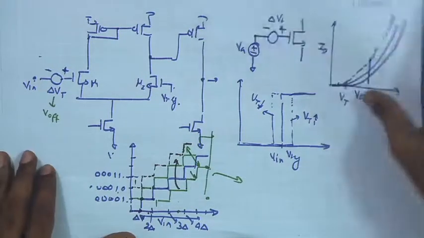Any question before this point? Can you explain the shifting of that binary output versus delta?